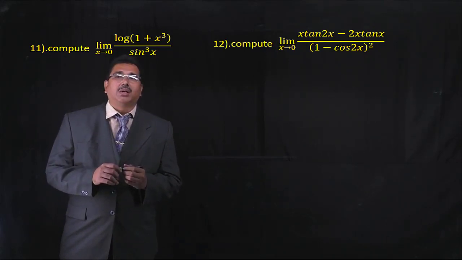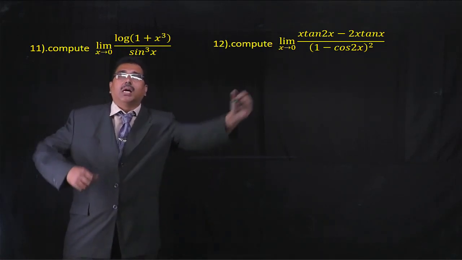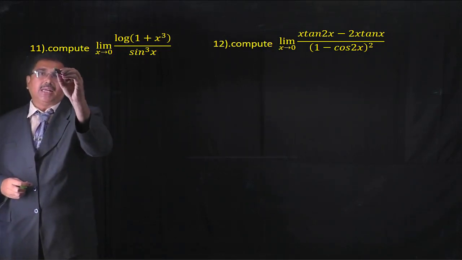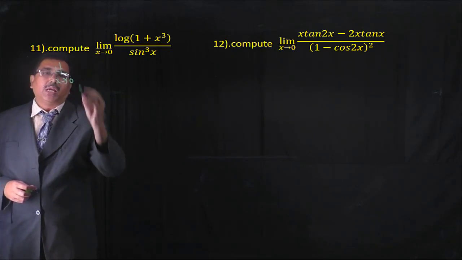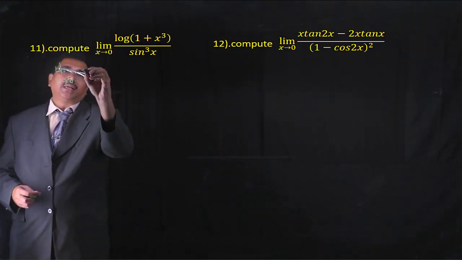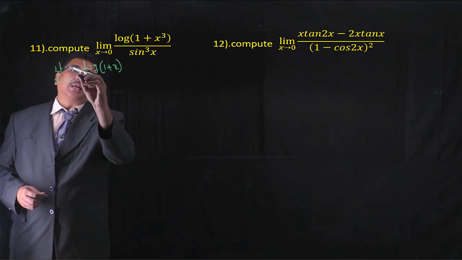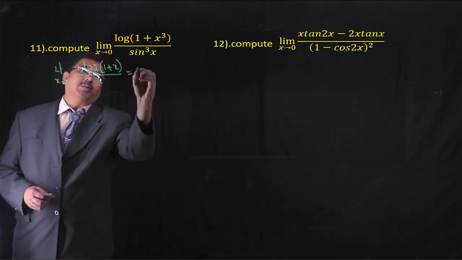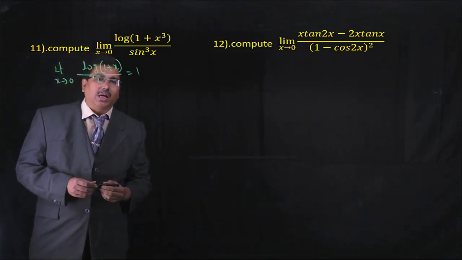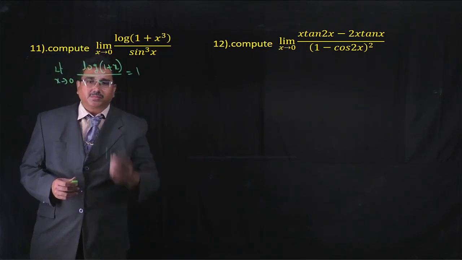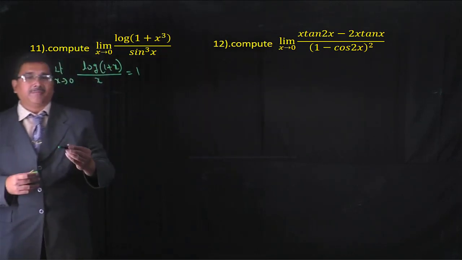What is the formula related to logarithm? The formula is: limit as x tends to 0 of logarithm of 1 plus x, divided by x, is equal to 1. This is the formula related to the logarithm. Now, how do we calculate the limit value of the given function?